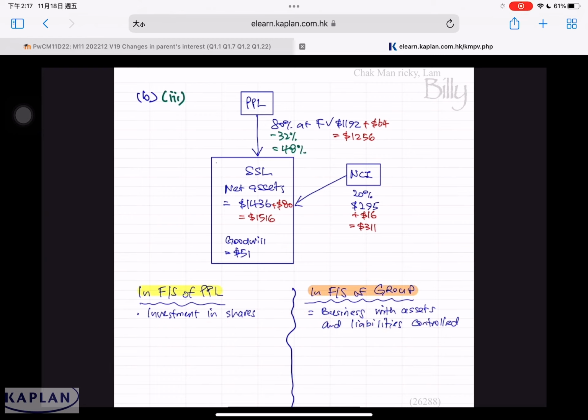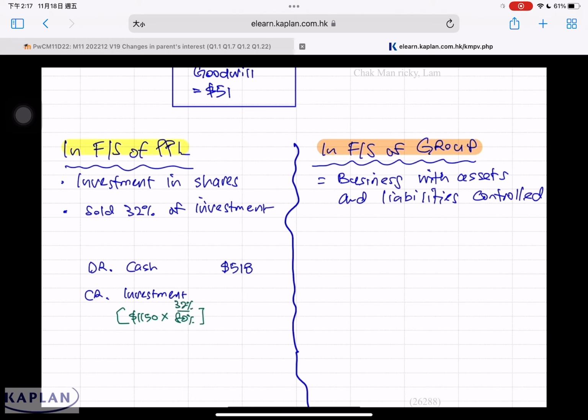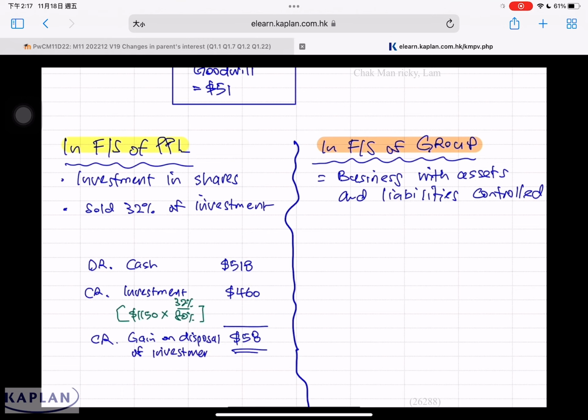In the financial statement of the parent, this is recorded as investment in shares. So 32% of the investment, whether it's 32% or 8%, is the same. Debit cash, the 32 for 518. Credit investment, the investment is reduced. Before that, the investment is recorded at 1150 for 80%. It sold 32 of the 80%, which is 460. The difference is 58. This 58 is a gain on disposal of investment at the company level. At the company level, you sold the investment, you have a gain, so this is recognized in P&L.